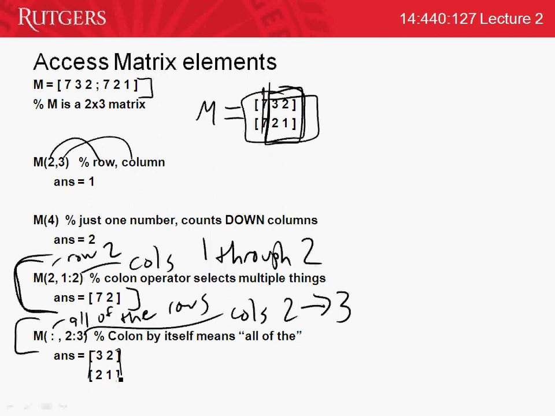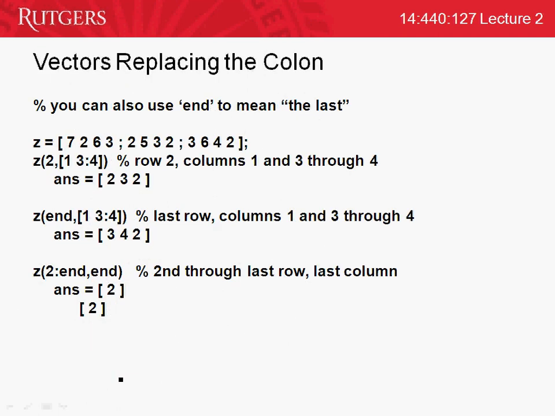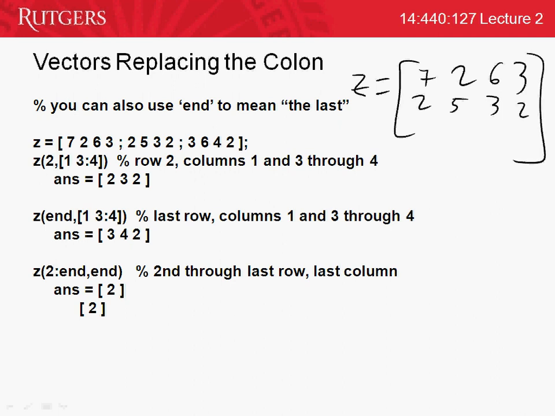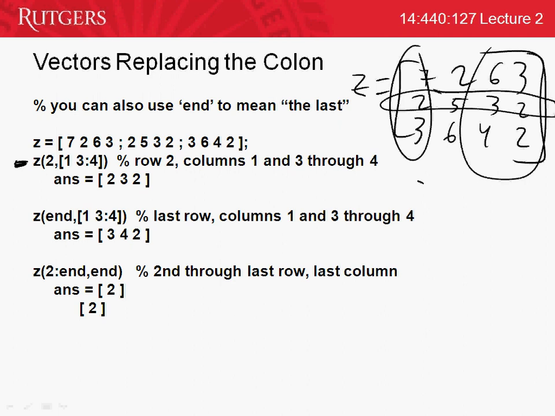Okay. And we can even extend that. Rather than having a colon, we can just give straight vectors. Like in this example, we're using a slightly bigger matrix called Z. That's 7, 2, 6, 3, 2, 5, 3, 2, 3, 6, 4, 2. Okay, and we're saying we want row 2. So row 2, and we want columns 1 and 3 through 4. So this gives us 2, 3, 2.